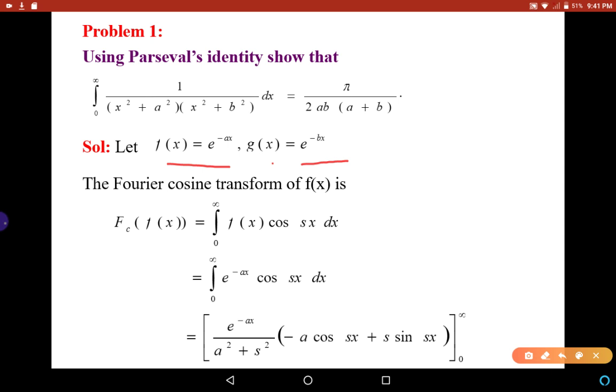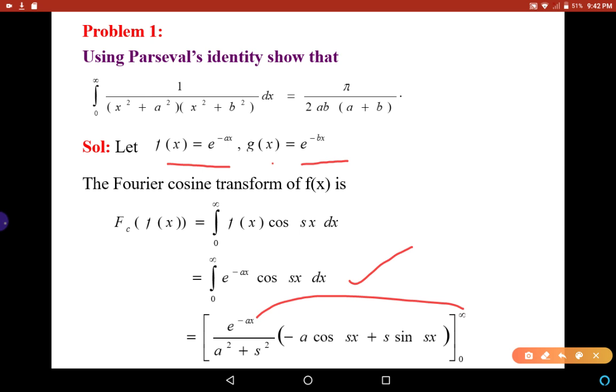Now let us derive the Fourier cosine transform of f of x, that is Fc of f of x, which is equal to integral 0 to infinity f of x into cos sx dx, that is integral 0 to infinity e power minus ax into cos sx dx. And if we apply the integration formula for e power ax cos bx, we get it as e power minus ax by (a square plus s square) into (minus a cos sx plus s sin sx) within the limit 0 to infinity. Now if we substitute infinity here, e power minus infinity becomes 0.